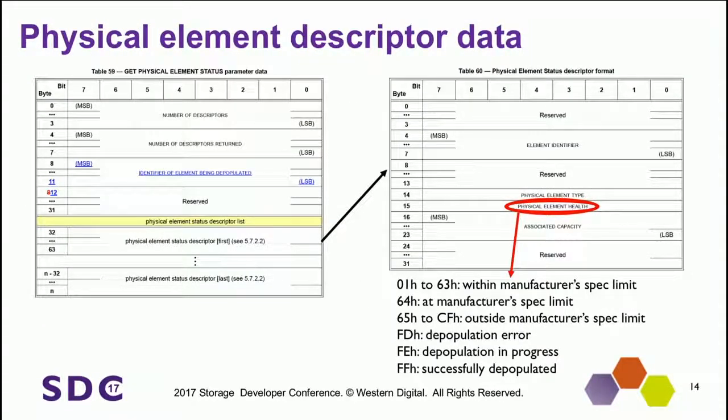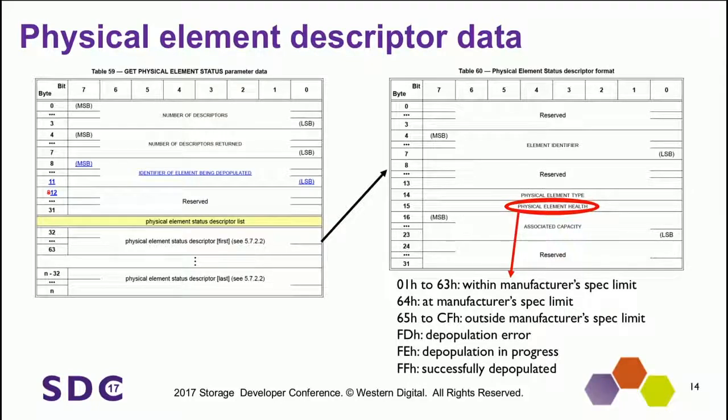So this is the data that's returned by the get physical element status command. We can see we've got first a header that has a number of descriptors. This is the number of descriptors that the device would return if indeed the allocation length was big enough to return all descriptors that the device is capable of returning. It also has the number of descriptors actually returned, in case the allocation length has constricted it. In the case of ATA, everything's returned in 512 byte chunks, so you need to know how many of those actually contain valid data.